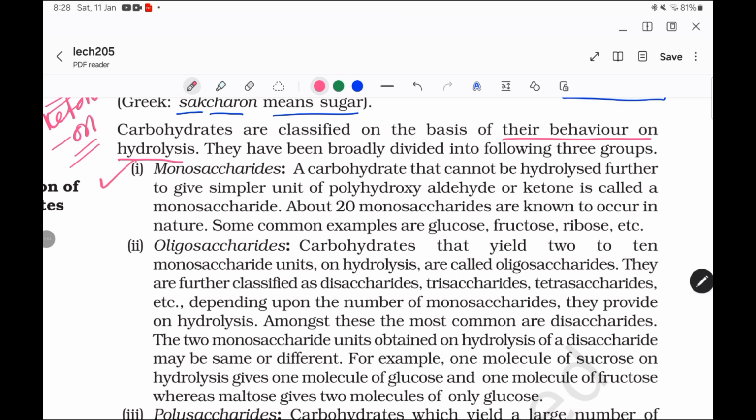The first point is monosaccharides. There are 3 types. You can see 3 groups. Monosaccharides cannot be hydrolyzed further. So if you boil them, they are not going to break down. They are the ultimate; they cannot be further broken down into simpler units of polyhydroxy aldehydes or ketones. About 20 monosaccharides are known to occur in nature, for example glucose, fructose, ribose, etc. These 3 you are going to study in this chapter.